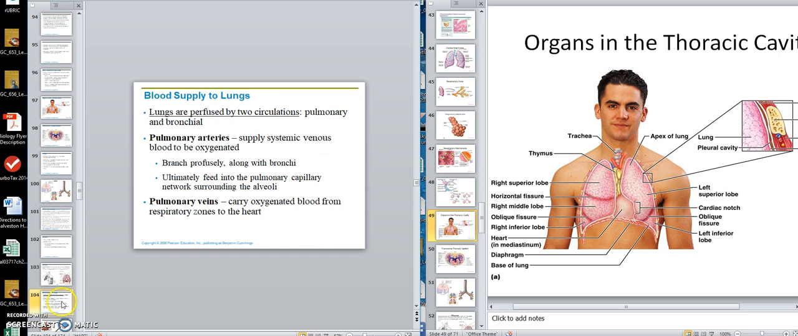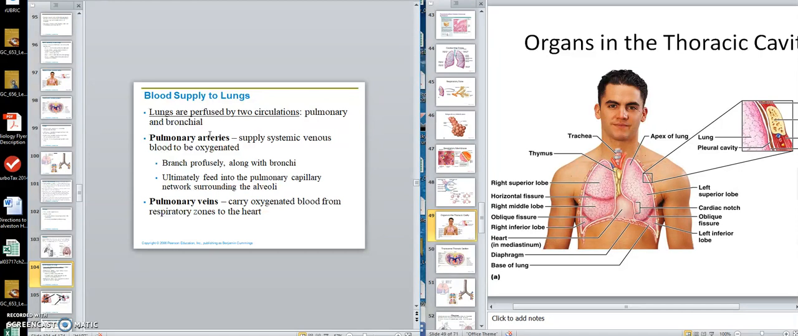The blood supply to the lungs, we do that next. The lungs are perfused by two circulations, the pulmonary and the bronchial. Let me explain it this way. The pulmonary circulation is the circulation for the body. That's the one that came from the right ventricle going into the lungs and coming out. So go from the right ventricle to the pulmonary artery, get oxygenated, lose CO2, and then come into the pulmonary veins. Now that is for the whole body, the brain.